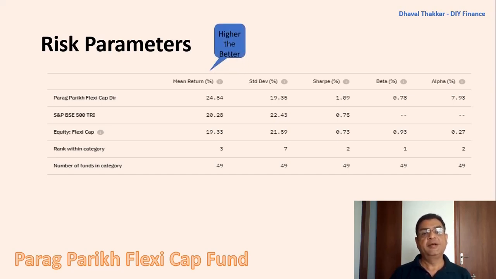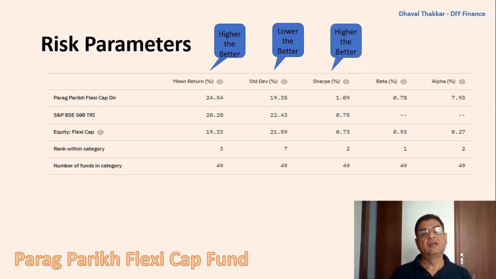Second, standard deviation. That is a tool to measure how much the return has deviated away from the mean return, which in this case is 19.35 and is less than both the benchmark and the category average. Here, lower the value is better. Third, Sharpe ratio. That is a tool to measure the risk-adjusted return, which is 1.09, which is more than both the benchmark and the category average. Here, higher the value is better.